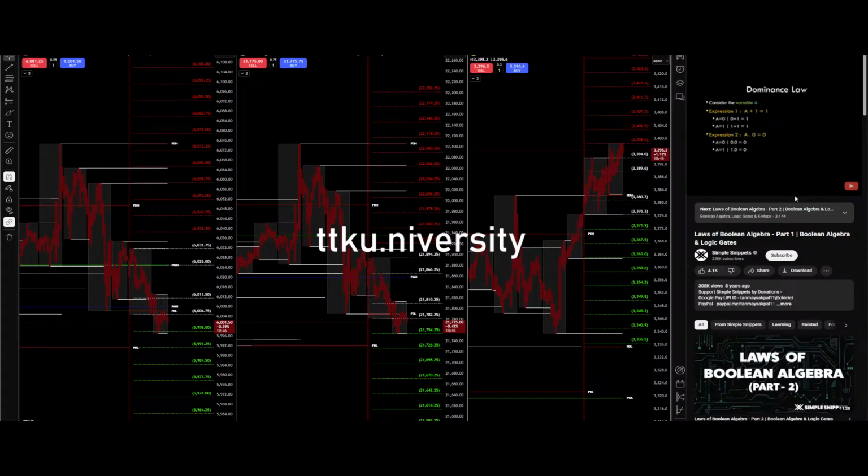So in case 1, we substitute a equals to 0 and we end up with the value 0. In case 2, we substitute a equals to 1 but we still end up with value 0. That is the reason why this law is named as dominance law. Here's the truth tables of these two expressions.